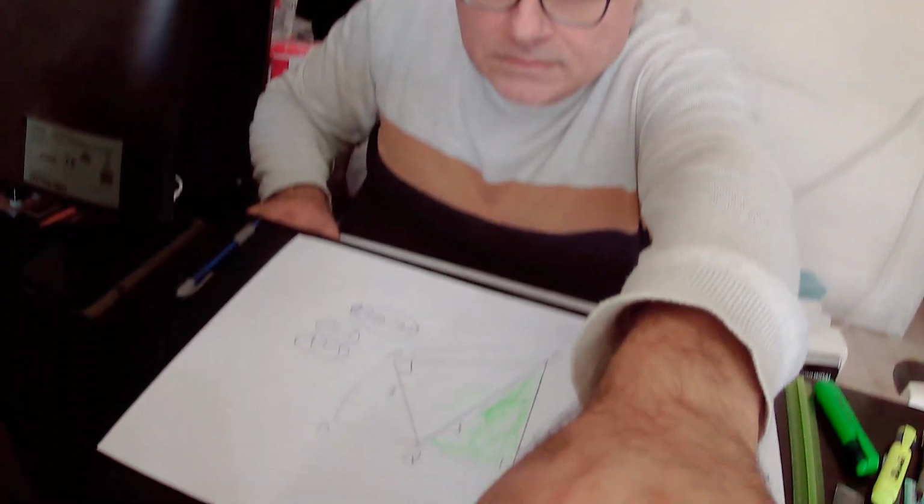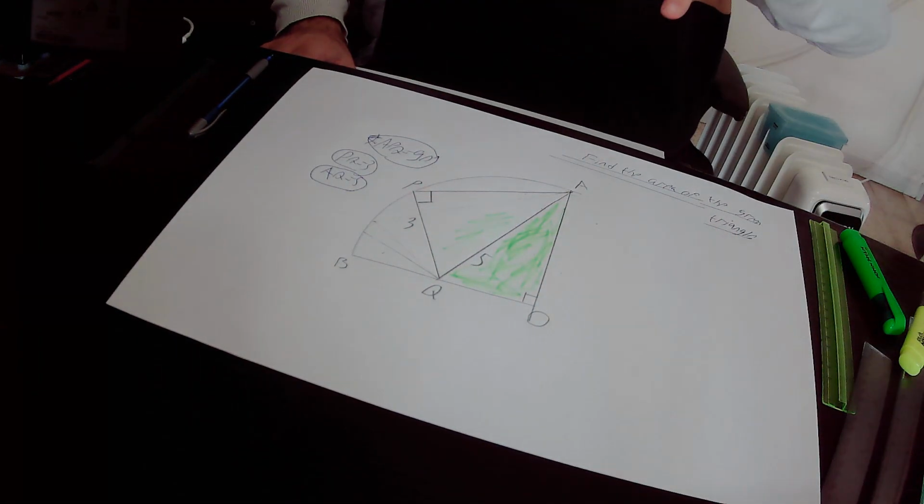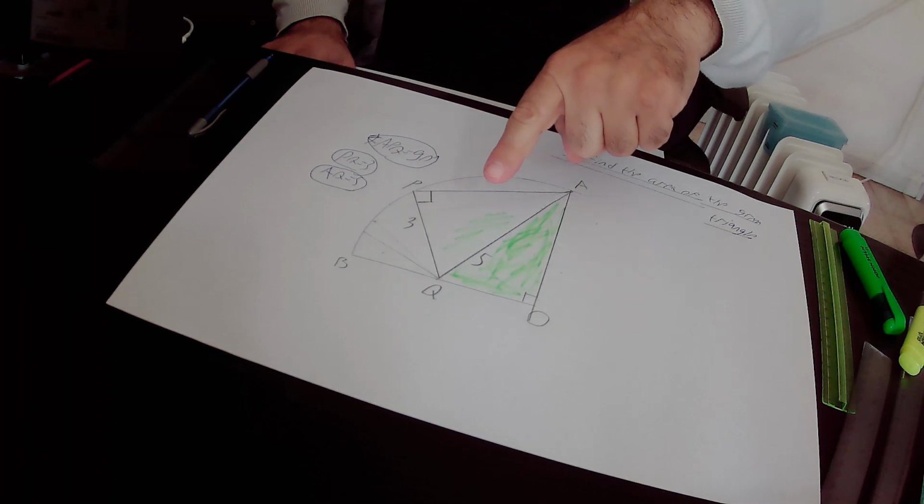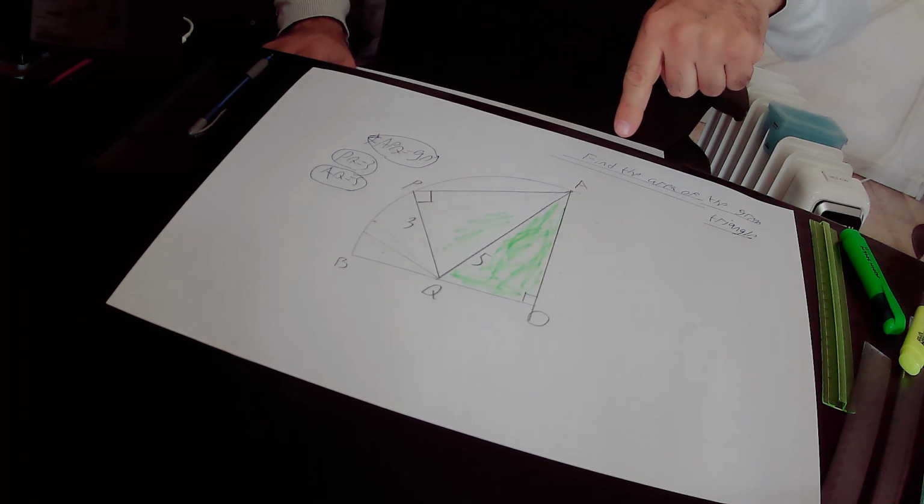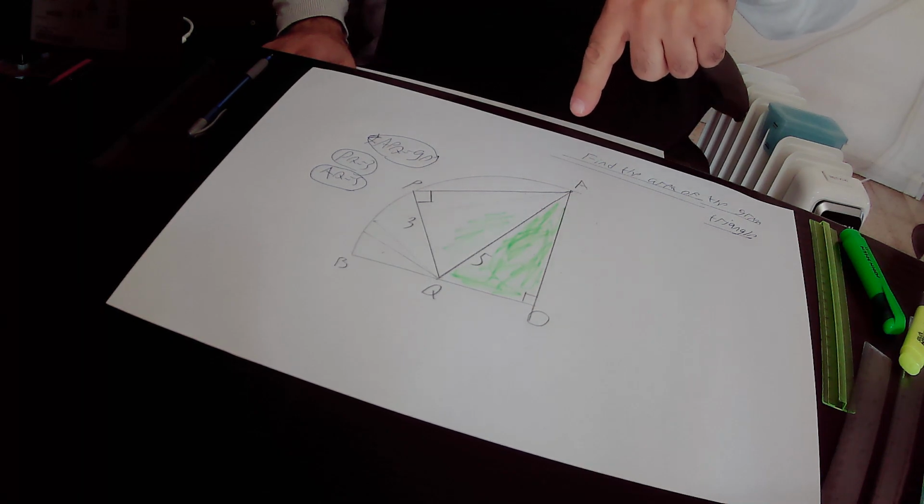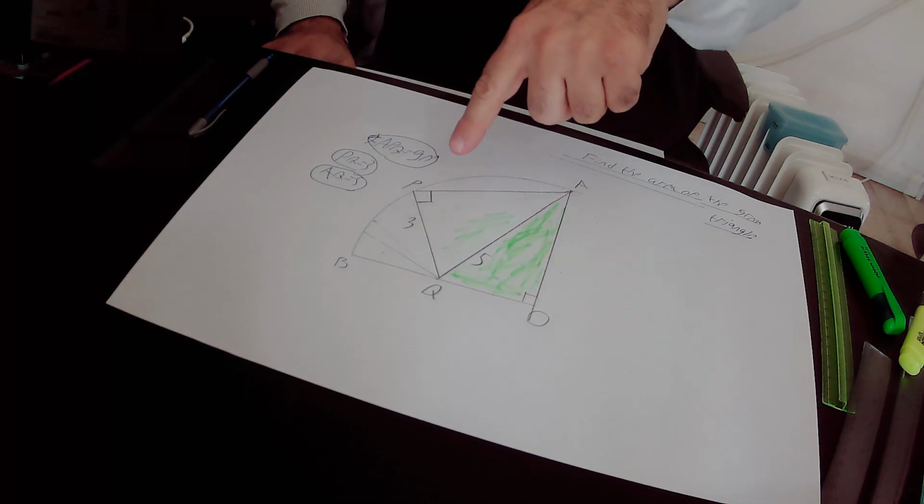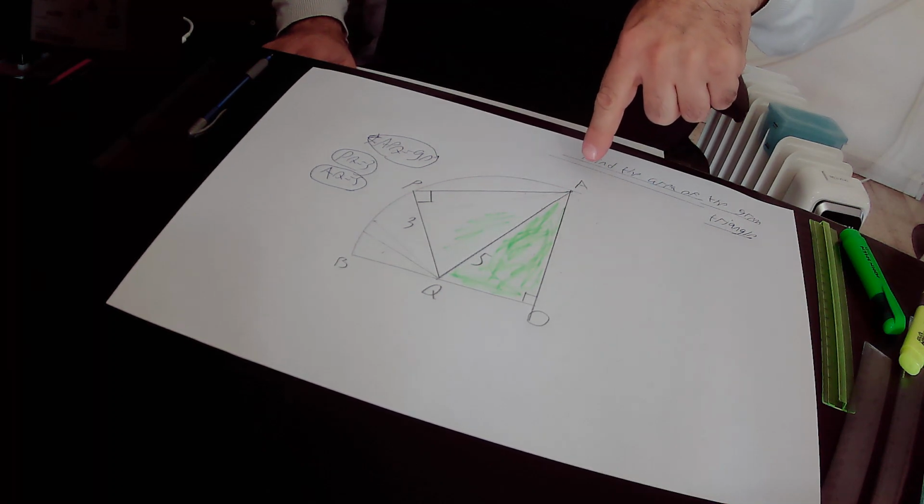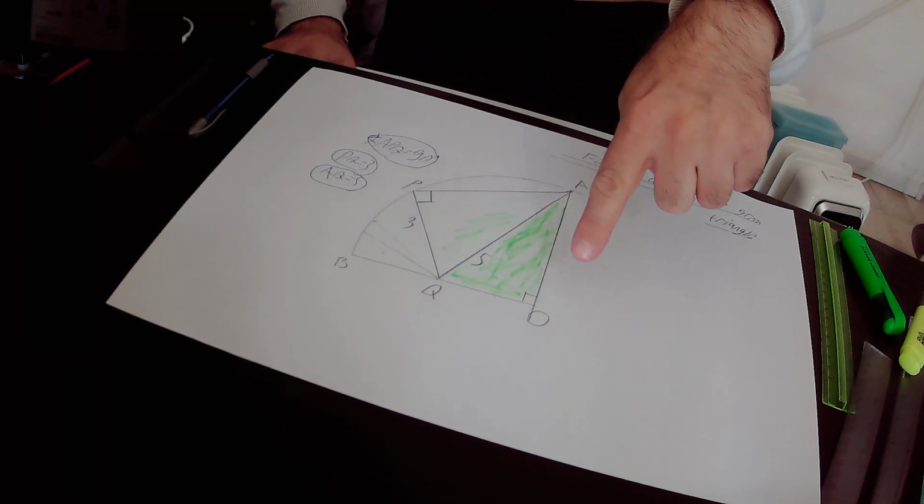Hello, in this lecture we'll find out the area of the green triangle. In the drawing we have a quarter circle. We know that line segment PQ equals 3 units, and line segment AQ equals 5 units in length. In this, angle APQ equals 90 degrees. Our mission is to find the area of the green right triangle AQO.